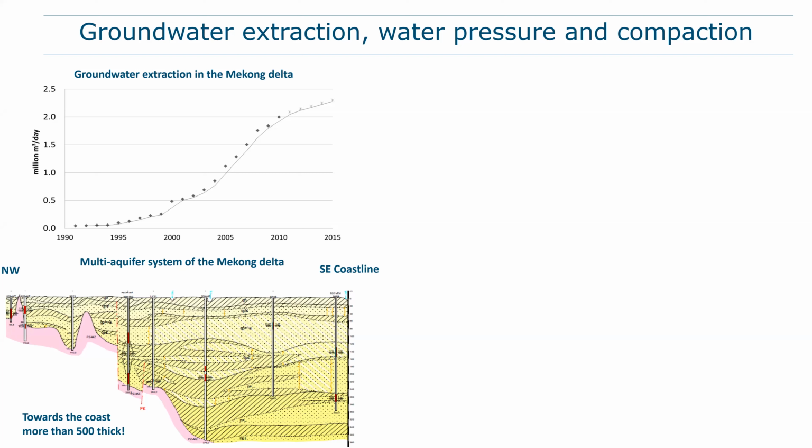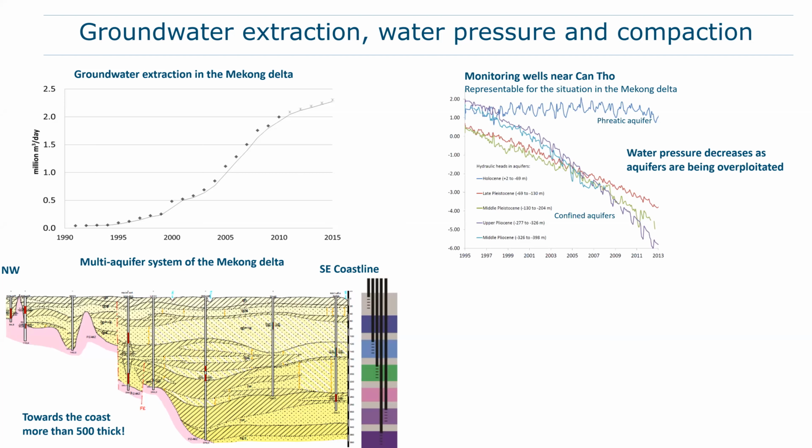And what we see in the measurements, so those are measurements of water pressure, not water level, water pressure in these aquifers. We see that in the confined aquifers, so the ones that go more to depth, the deepest one is under 400 meters in this graph. We see this consistent decrease in water pressure. So that means that the aquifers are actually being overexploited. So more water is taken out of the aquifers than is flowing in through recharge.